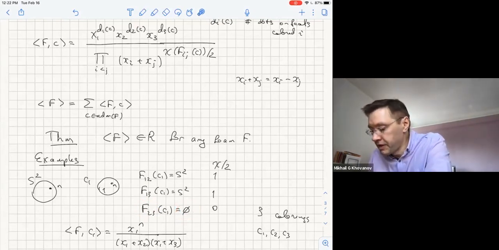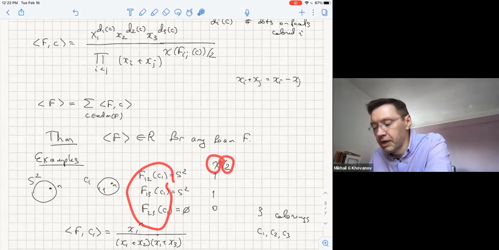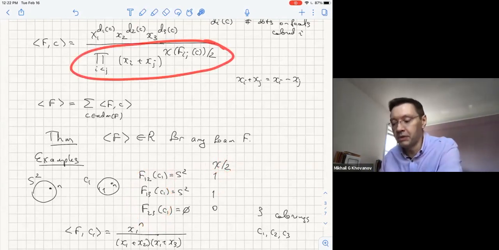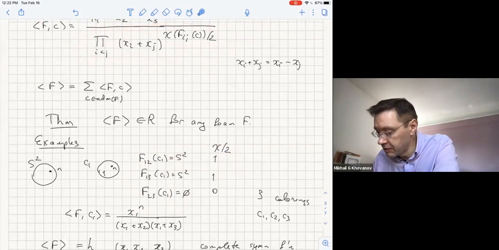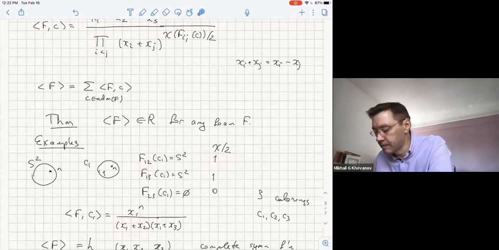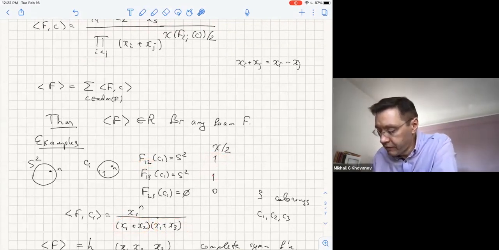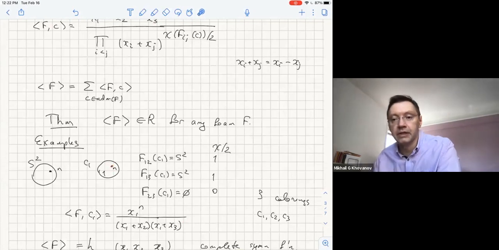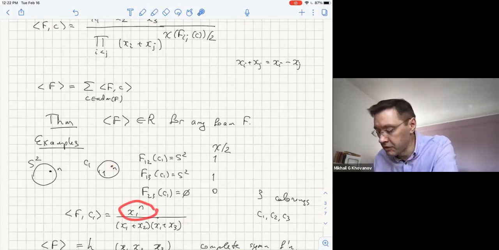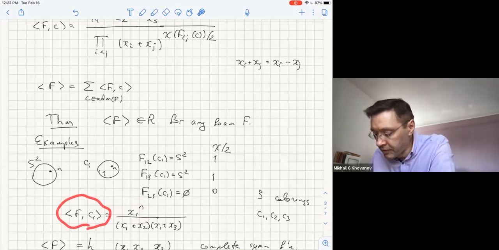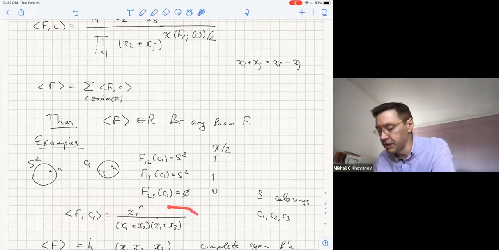We compute their Euler characteristics divided by 2: 1, 1, 0. And this is what enters the denominator. You see x1 plus x2 appears with this exponent. x1 plus x3 has this exponent. We have n dots on a facet colored 1, so it's x1 to the n in the numerator. So the evaluation of the form F of this coloring C1 is this expression.